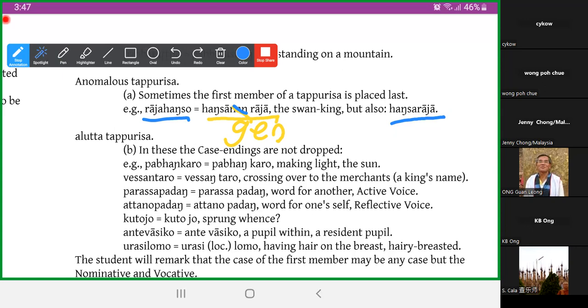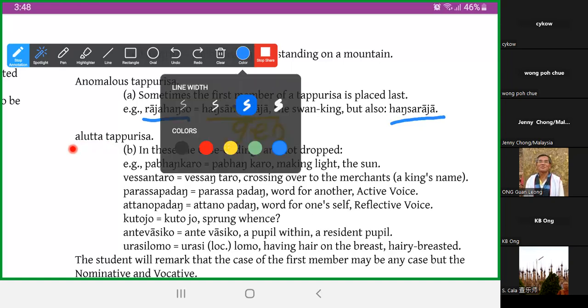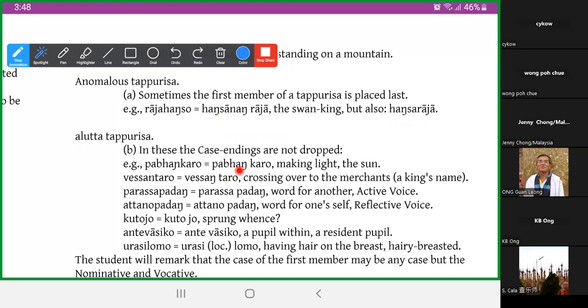Okay, now, so this is very easy. The case ending is not dropped, right? So that's why it's called luta. Luta is elated, so is no. So the case ending is not dropped at all. So you just combine, okay? Pabam karo. Pabam is like karo from the word karoti. So when you combine pabam karo, the meaning is the sun. Okay. So Visantara, this is easy.